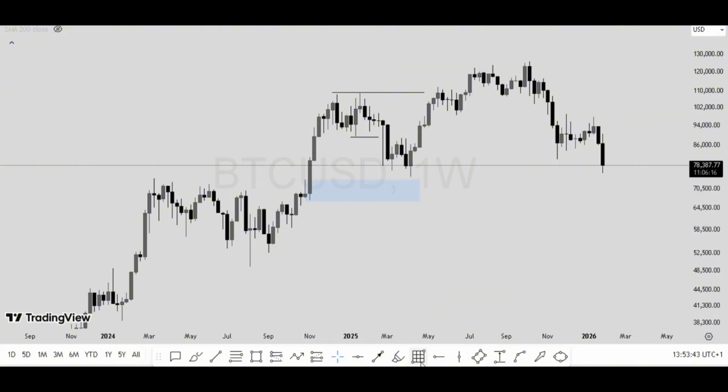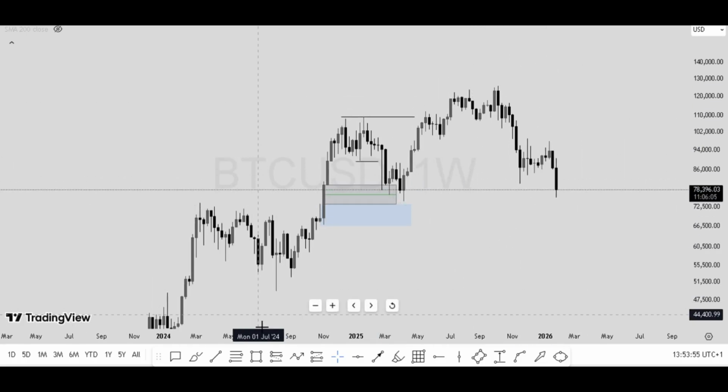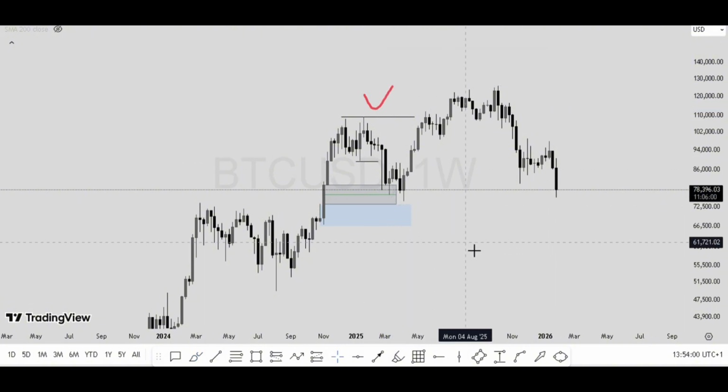But the market responded to this fair value gap. This is the fair value gap that the market reacted to. So as you can see, this is the weekly break of structure, because after the market responded from that level, the market broke structure to the other side, and it means that this is going to be the weekly low.